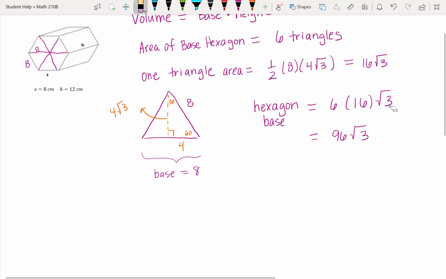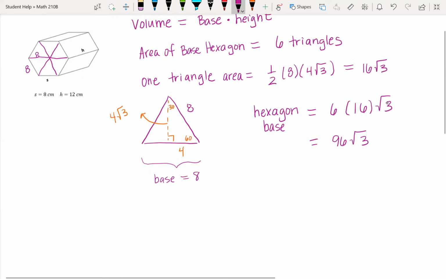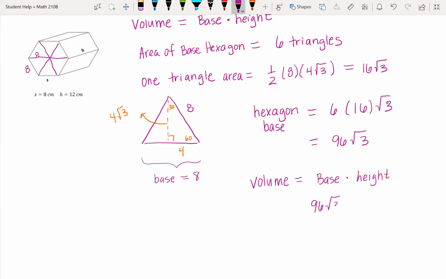So now we can find the volume. The volume is going to be the area of the base times the height, or 96 times the square root of 3 multiplied by 12.